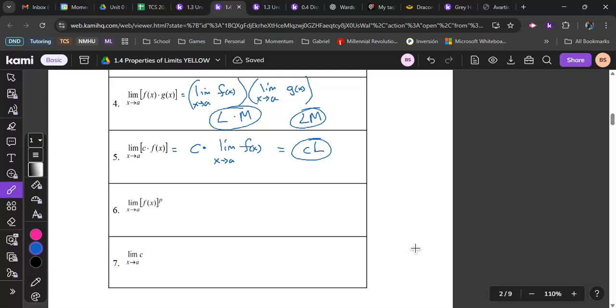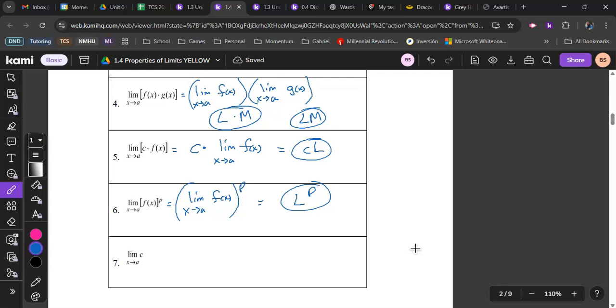Okay. We didn't do this one, but what do you think it means? It is going to be that. So let's write it out fully. It is the limit as x approaches a of f of x. You can think of it as being like a big set of brackets to the power of p, which of course in our case is going to be L to the power of p.